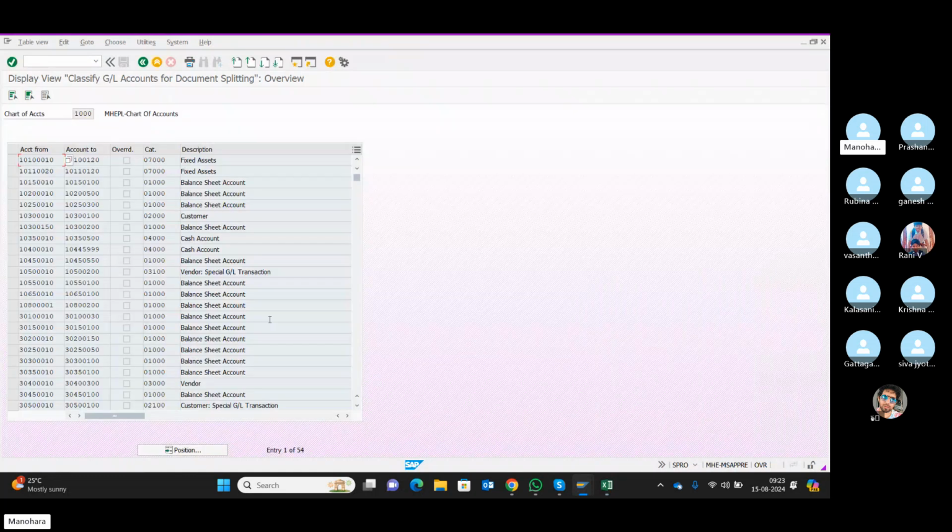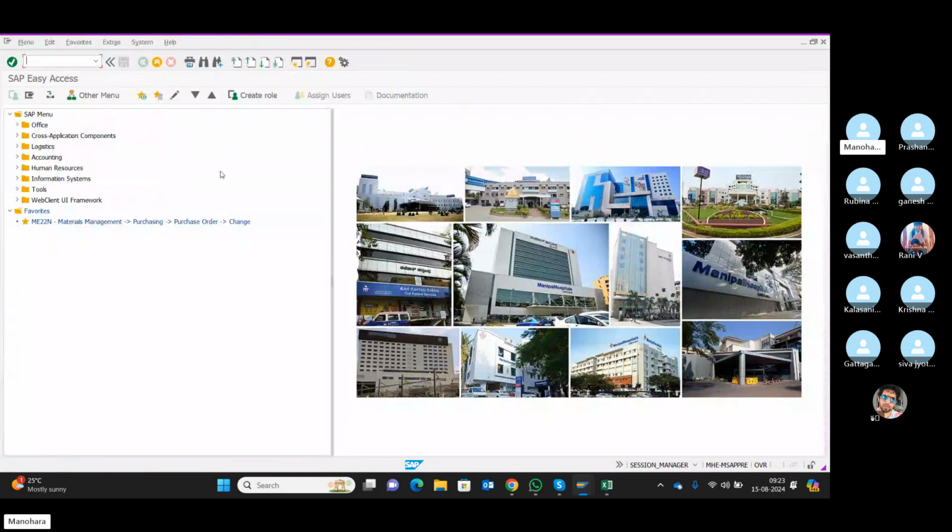One minute. We have the chart of accounts, right? We have three types of chart of accounts: operative chart of accounts, group chart of accounts, and country-specific chart of accounts. Where we will configure it, in OBD4.